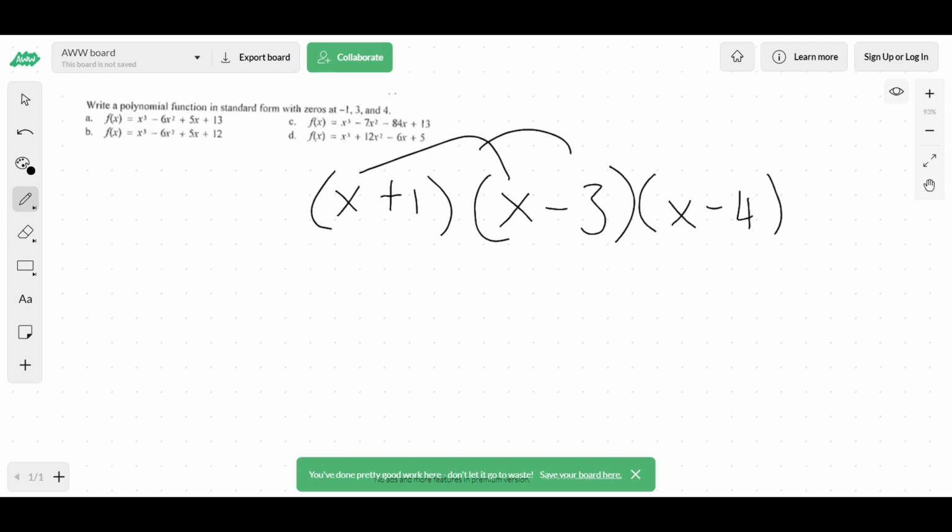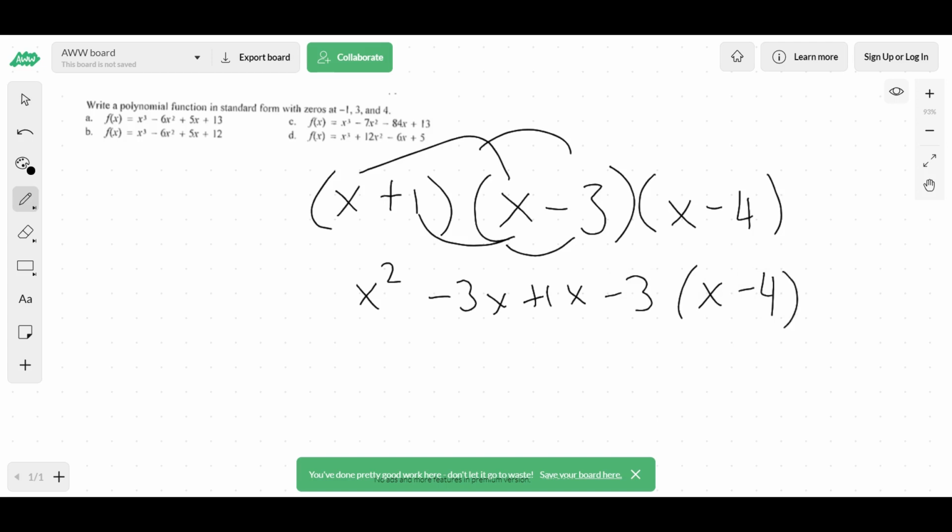So when you multiply the first one, what you are going to end up getting is x squared minus 3x plus 1x minus 3. And this would give you, if you simplified it, x squared minus 2x minus 3.